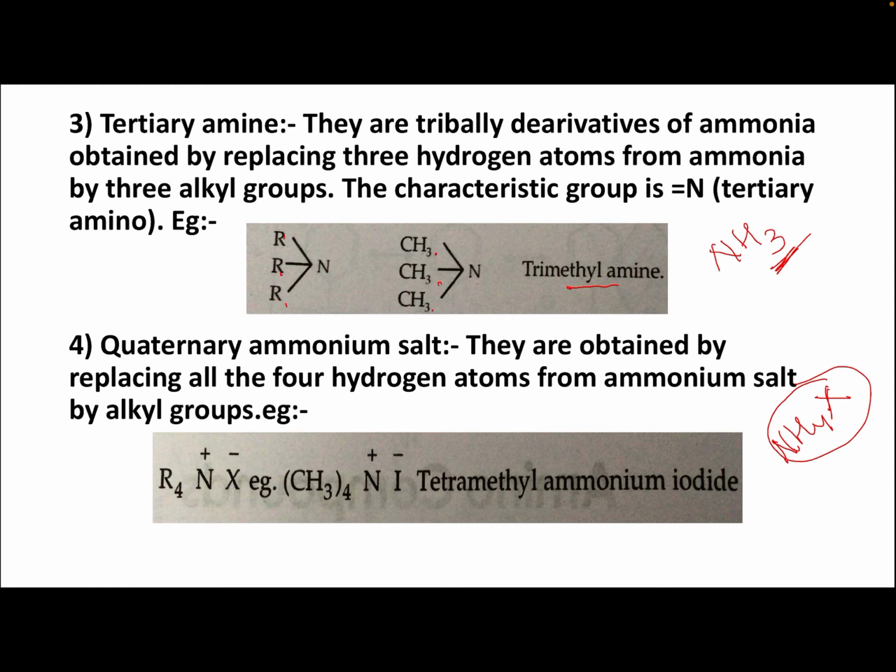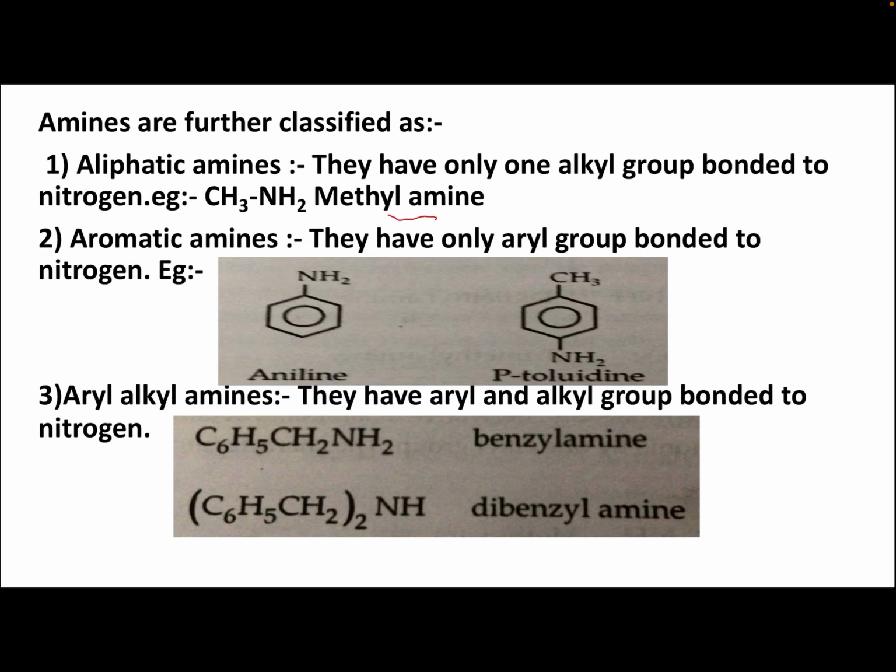This is a tertiary amine. Then quaternary ammonium salt. They are obtained by replacing all the 4 hydrogen atoms of an ammonium salt, NH4X. This is a salt. So these 4 hydrogens are removed from the ammonium salt and R is added. Then it is known as tetramethyl ammonium iodide. This is the fourth division, that is quaternary ammonium salt.